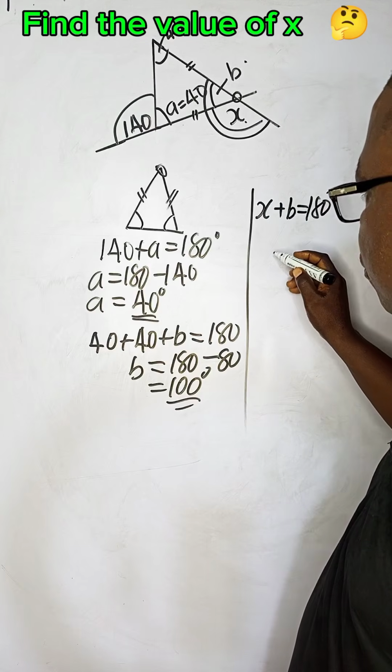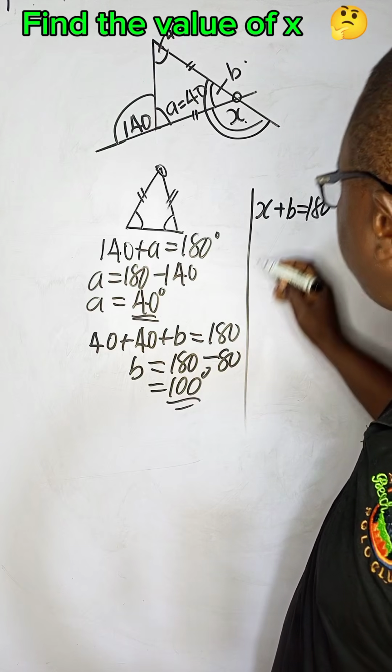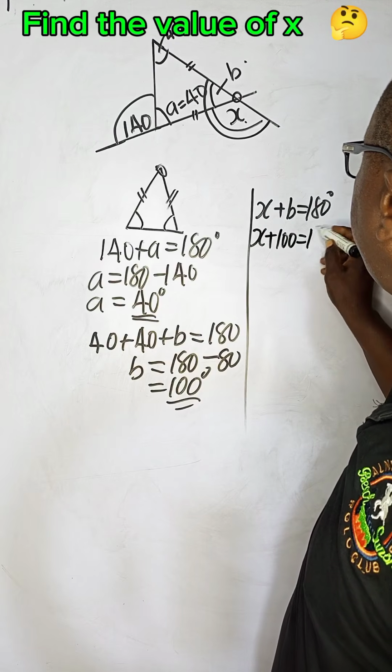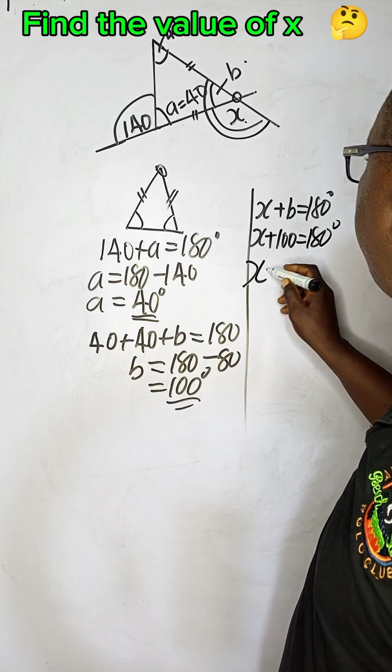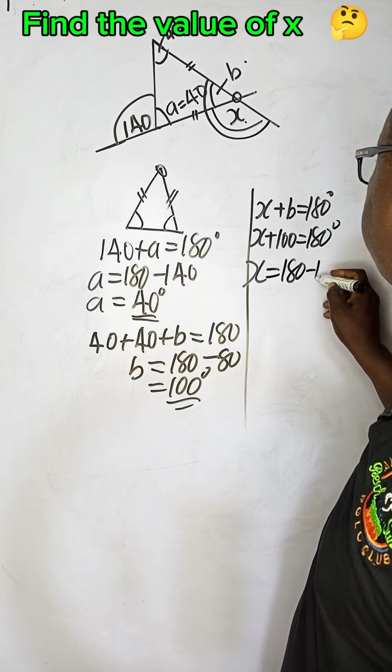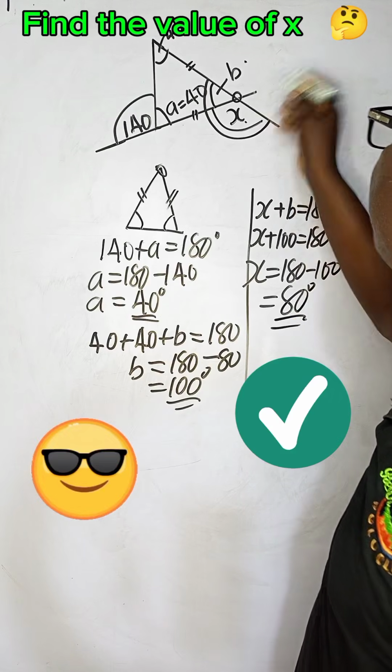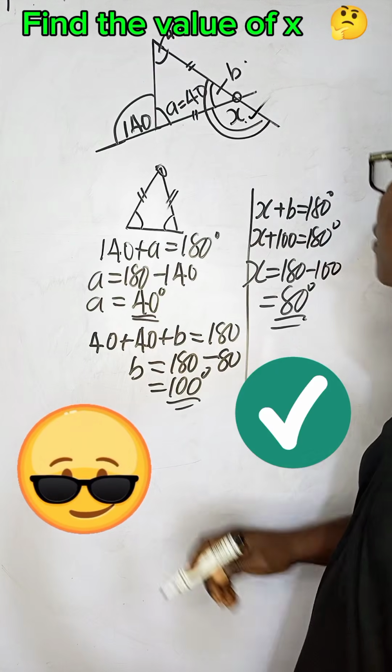We know B is 100 degrees. So x plus 100 is equal to 180 degrees. Therefore, angle x will be 180 minus 100, which is 80 degrees. So the value of the angle x is 80 degrees.